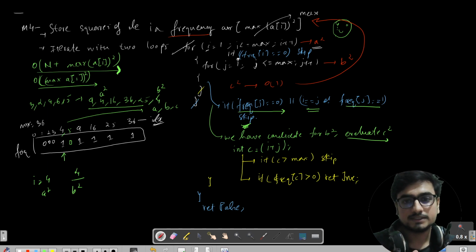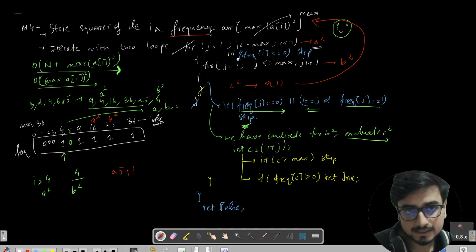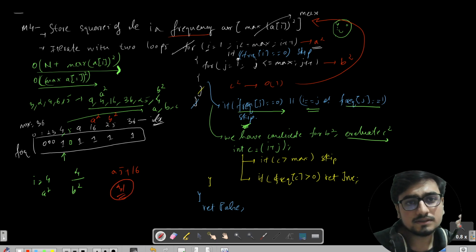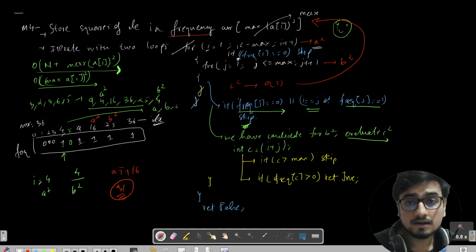Now there would be two cases: the c you compute might go out of your maximum index. Let's say this was your a square candidate and this was your b square candidate. If you do 25 plus 16, what is this thing? 41, right? 41 is greater than your maximum index. So you need to check that. Otherwise, you will get an index out of bound error.